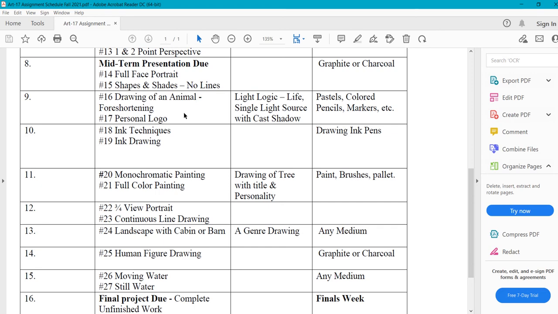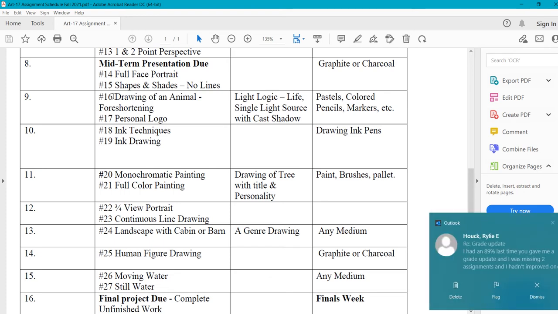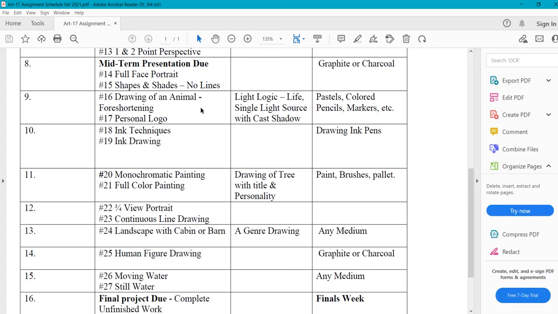All right, so we are in week 9, and this is assignment number 16. I'm going to talk about drawing of an animal with foreshortening. Now, it doesn't have to be an animal. I'll show you other examples. So I'm going to change that later, animal to anything, because there are some good examples of other drawings that aren't animals.